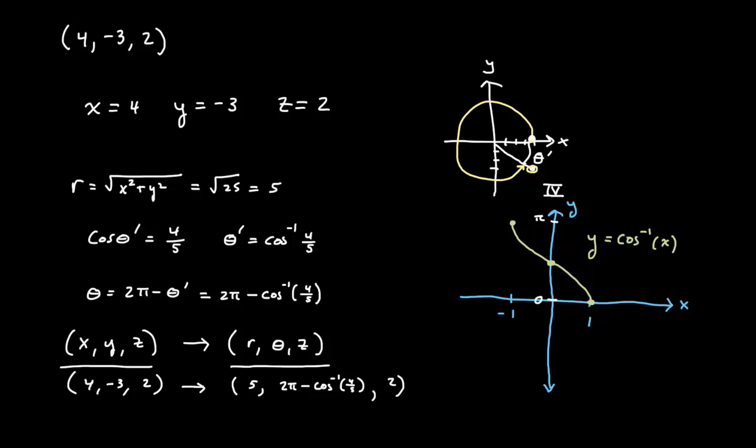So if we rotate, sorry, let me pick another color here. If we rotate, we can only get an angle between 0 and pi. So if we're in the 1st or 2nd quadrant, whatever theta prime comes out to be will also be our theta. But if we're in the 3rd or 4th quadrant, then we have to do 2 pi minus that in order to get the theta that we want, which is these down here.